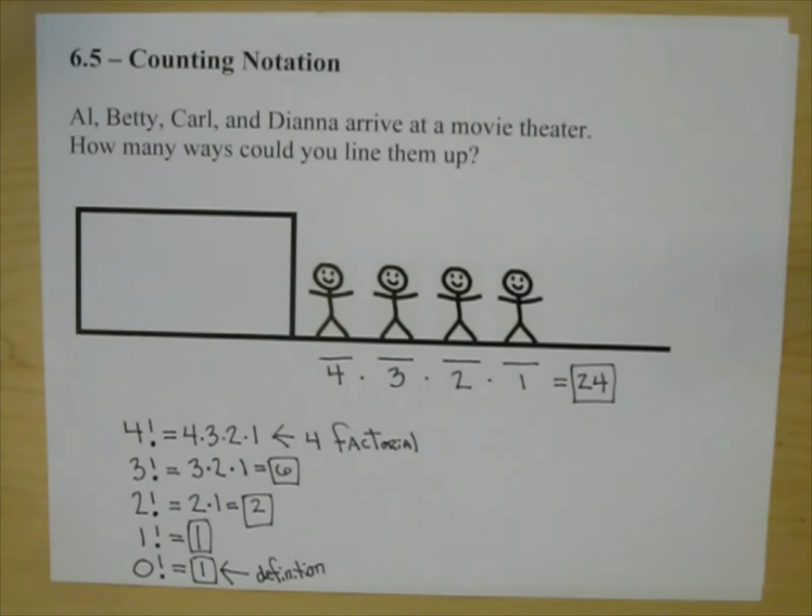So 0 factorial, we'll just say it's a definition, 0 factorial equals 1. But if that made sense to you, if no people come, then there's one way to line up those no people, which is by not lining them up. Then maybe that made sense to some of you.